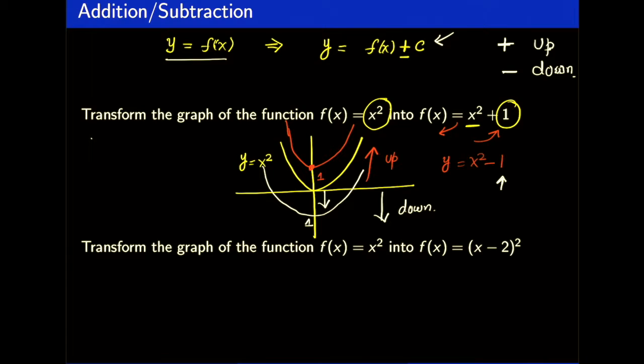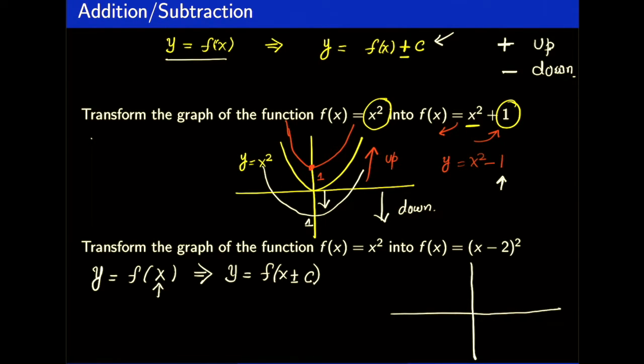Now let's talk about the input. We know that we have the function y is equal to f(x), and now x is the input. How will the graph change if I add something or subtract something in x? x is the input of the function. So let me again first draw the graph of the function. So this is the graph of the function y is equal to x square.